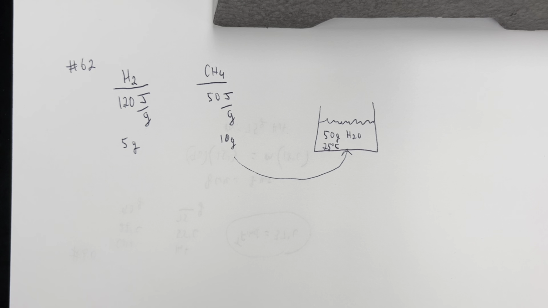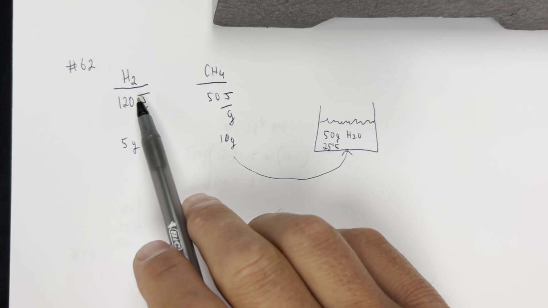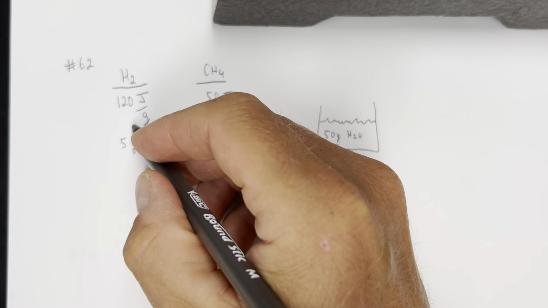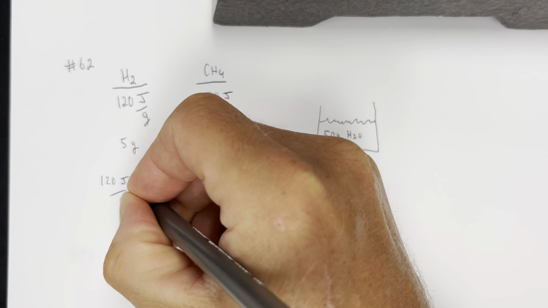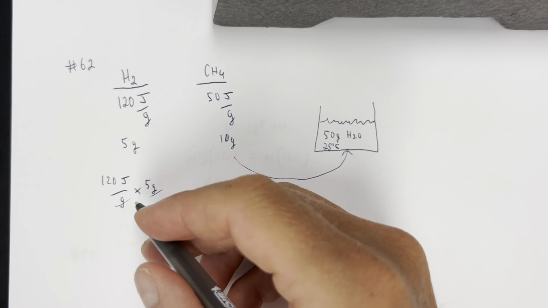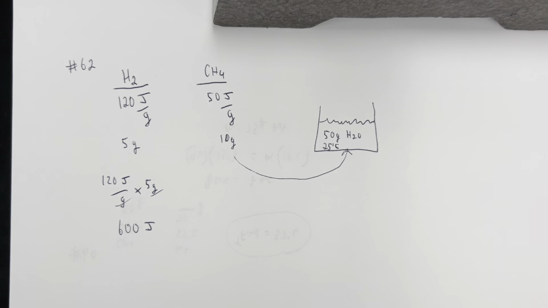So look at your labels here. There's that many joules per gram. We have 5 grams. So to figure out how much heat the hydrogen is going to release, we can take 120 joules per gram times 5 grams. Your labels will cancel. So 120 times 5 would be 600 joules of heat is going to be released by burning 5 grams of hydrogen.